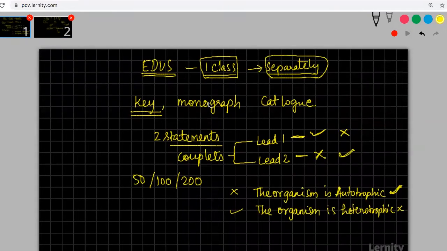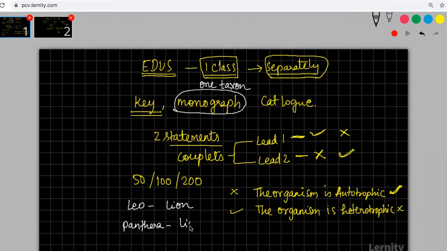On the contrary, monograph is a writing about one taxon. I can write only about Leo, which is lion, or I can write about the genus Panthera, which will include lion and tiger.